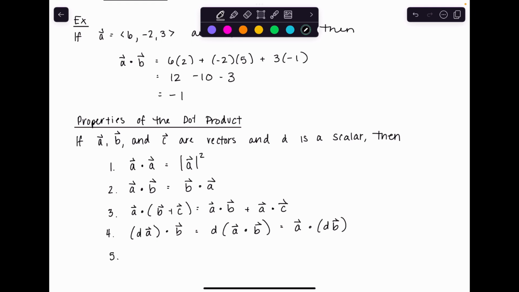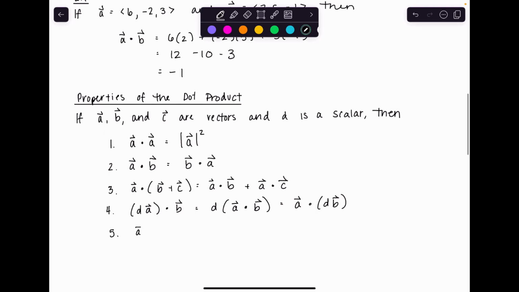And then the fifth and final property, if you take A and dot product it with the zero vector, think of the zero vector as 0, 0, 0. Anytime you take the first component times 0, plus the second component times 0, plus the third times 0, the result is always going to be the number 0. Because again, this results in a number.